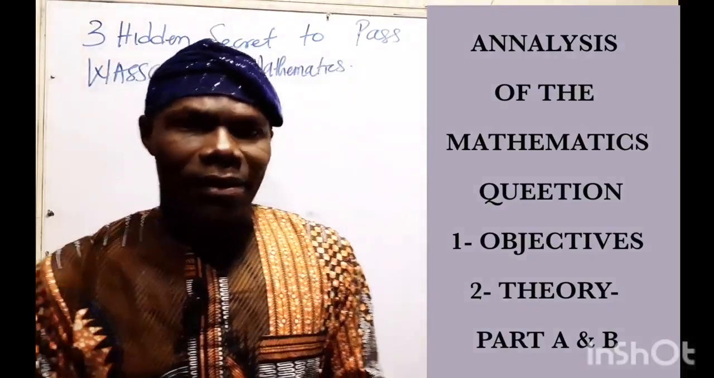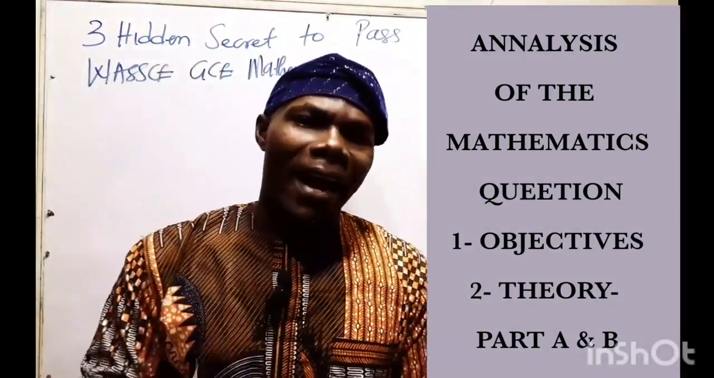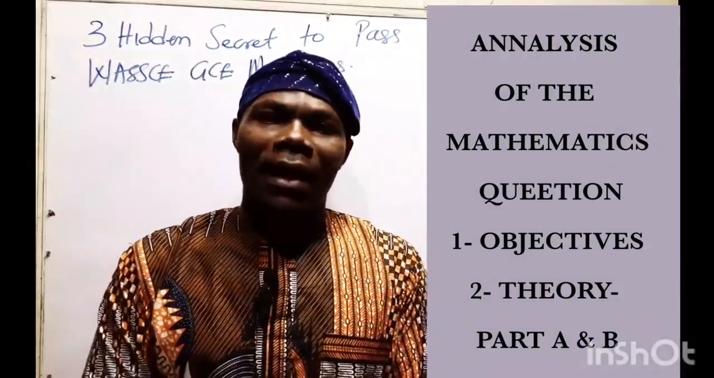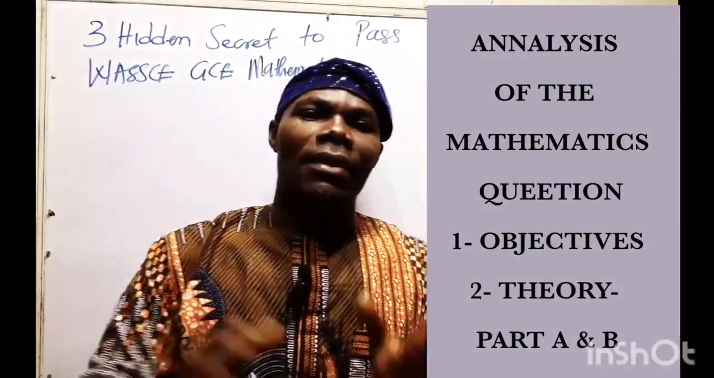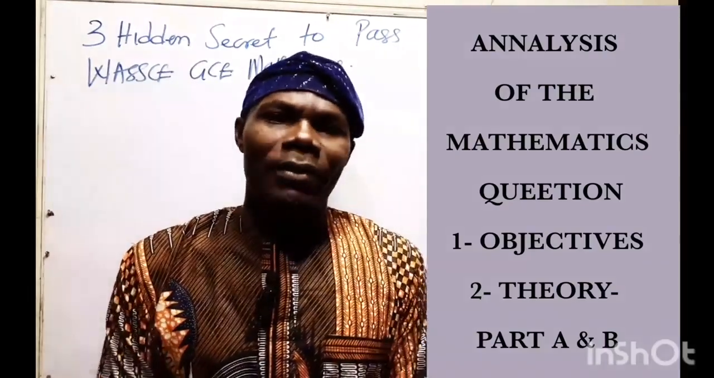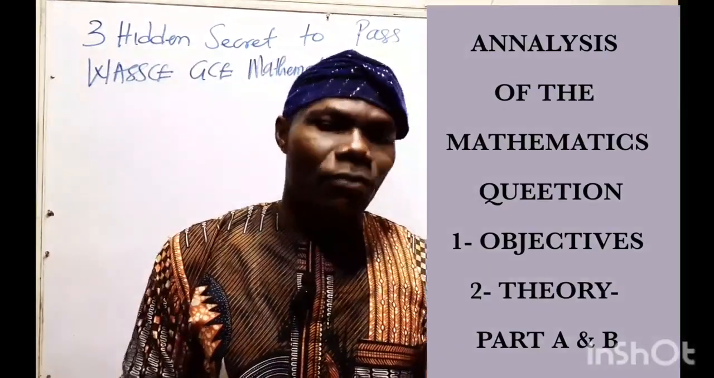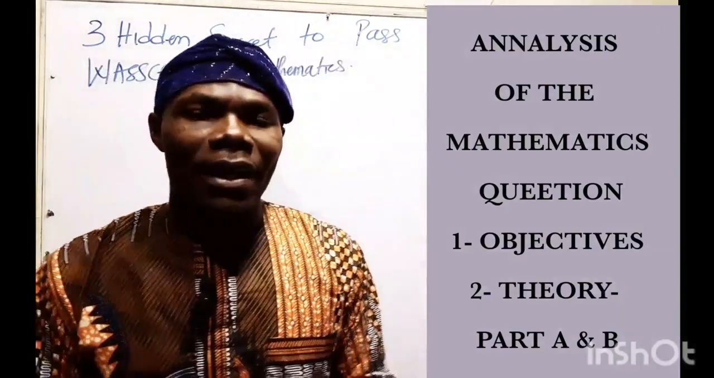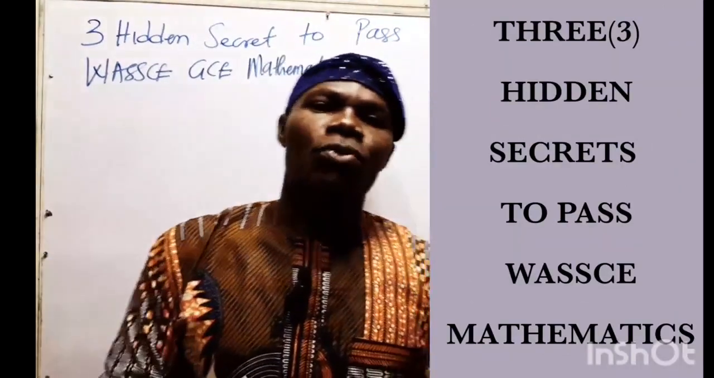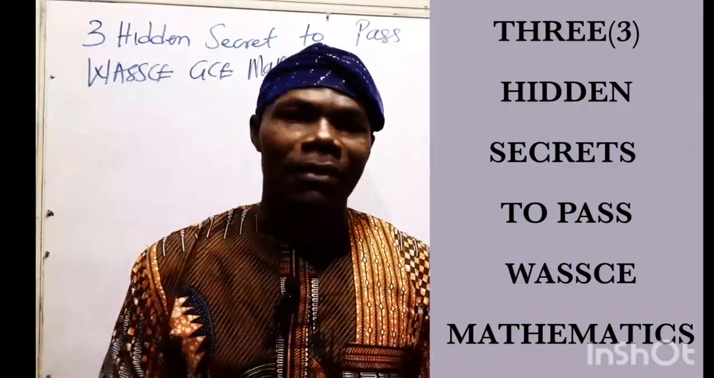You are to answer any 5 questions in this optional part. So this is how the questions are analyzed. That's the first point. We are only telling you 3 points, and if you follow these 3 points, I'm bold to tell you, you will surely have distinctions in mathematics.